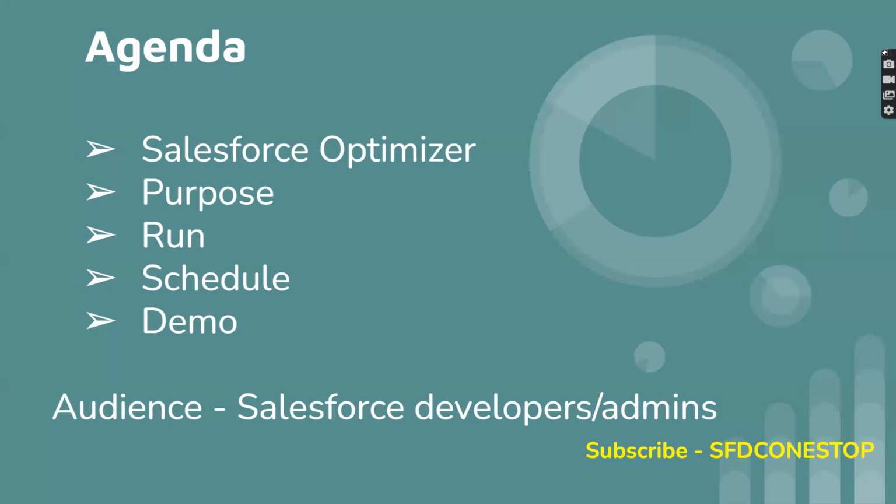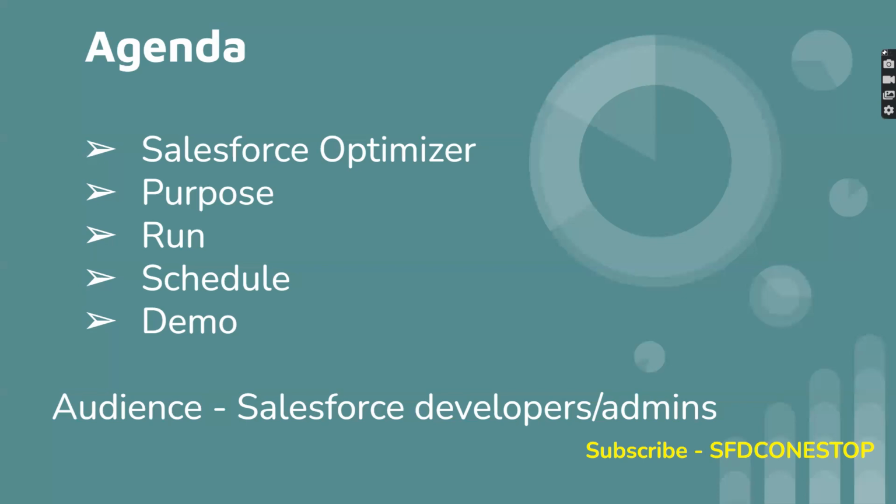Likewise, you have any unused dashboards, unassigned permission sets, unassigned page layouts, and unassigned record types. What is the field usage? If you have certain fields which are not used very frequently, then using the Salesforce Optimizer, you know that these are the fields which are not used so much. And then according to the report, you can take certain action items against those unused fields.